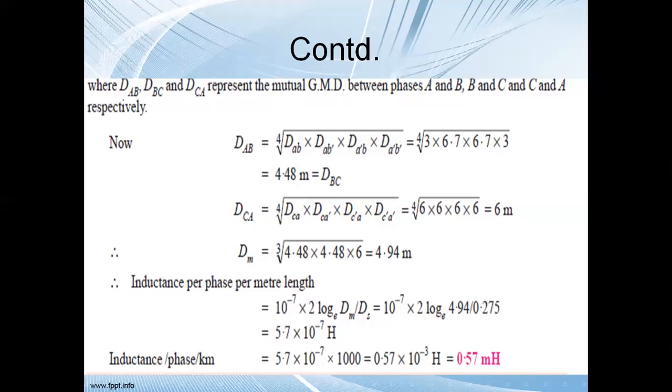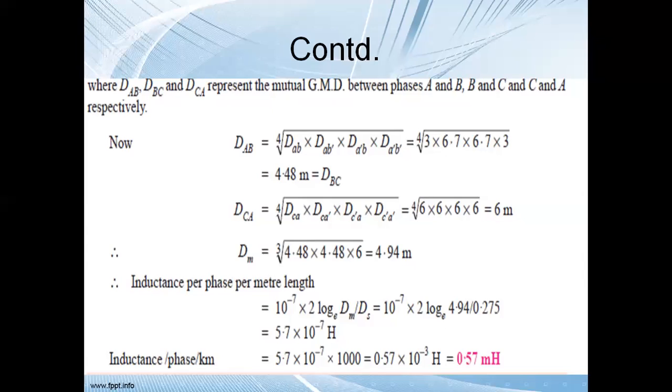DBC is the fourth root of DBC into DBC dash into DB dash C into DB dash C dash. Similarly, DCA is the fourth root of DCA into DCA dash into DC dash A into DC dash A dash. And to calculate the mutual GMD, it is the cube root of DAB into DBC into DCA.